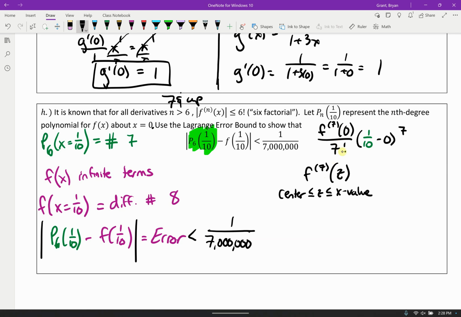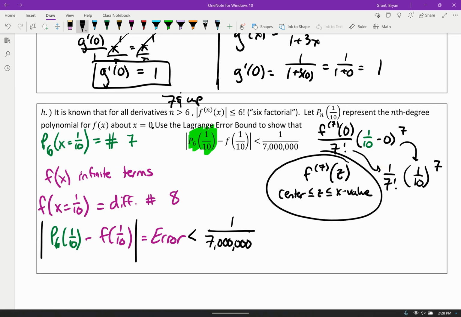Now I kind of ran out of room here, so I'm going to bring the 1 over 7 factorial next to this, just bringing it down, and then the 1/10 to the 7th over here. So they're saying, why don't you just pick the right value, z in this case, some number between the center and the x value, and then that's the exact amount you're wrong by. But you might be asking the question, how the heck would I know that? And the answer is, you wouldn't. So instead, what if we just found the biggest value of this derivative on this interval? And then that's the most you could be wrong by.